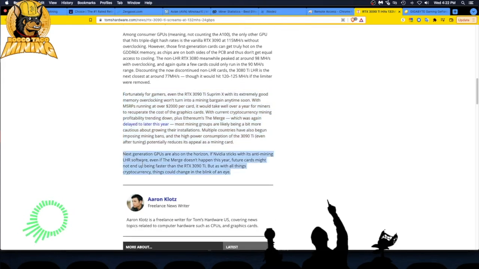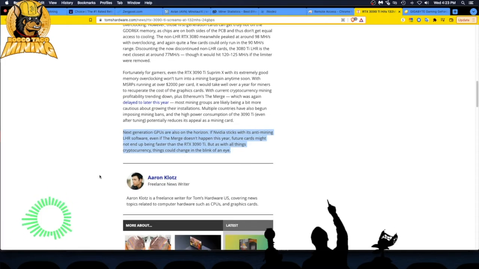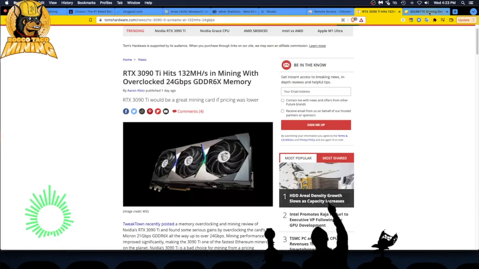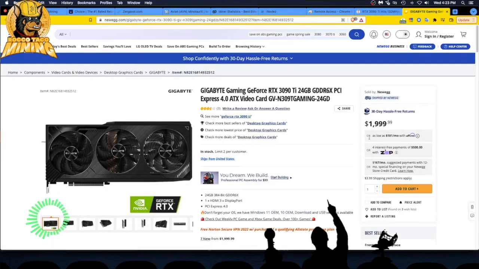Next generation GPUs are also on the horizon, if NVIDIA sticks with its anti-mining LHR software. Even if the merge doesn't happen this year, future cards might not end up being faster than the RTX 3090 Ti. But as with all things crypto, things could change in the blink of an eye. That is true. So there you go, 3090 Ti putting in awesome numbers, but at a horrible $2,000 sticker price plus shipping and tax. Not worth it. The juice isn't worth the squeeze.